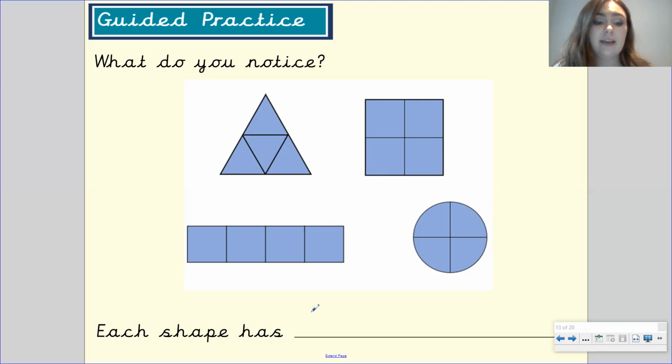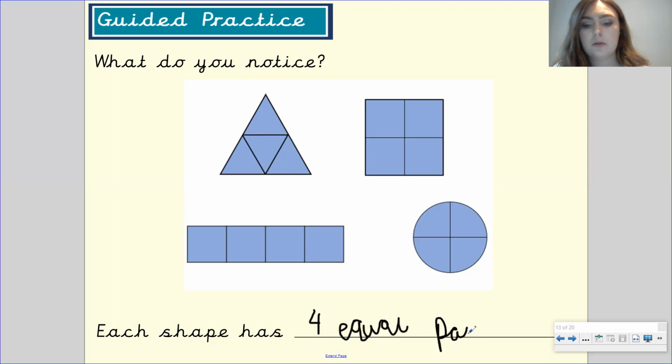Okay, well done if you said that each shape has 4 equal parts. So we can see that our triangle here has been split into 4 equal parts. Our square has been split into 4 equal parts. Our rectangle has also been split into 4 equal parts, and our circle has been split into 4 equal parts. So that's what was the same about each of these shapes.